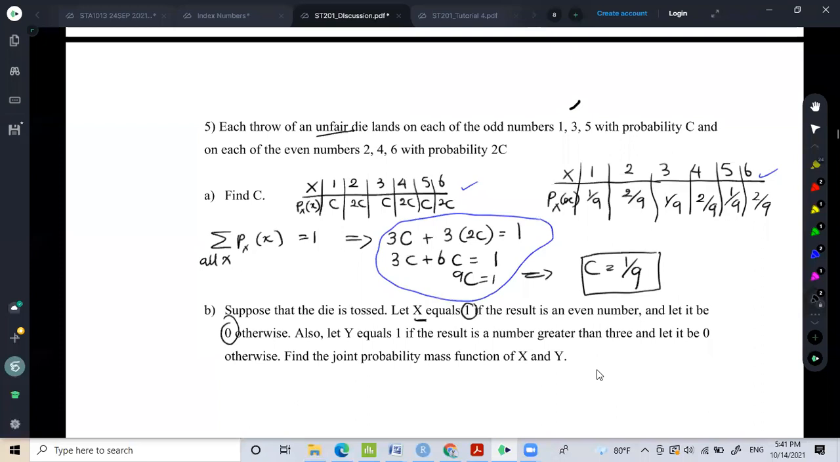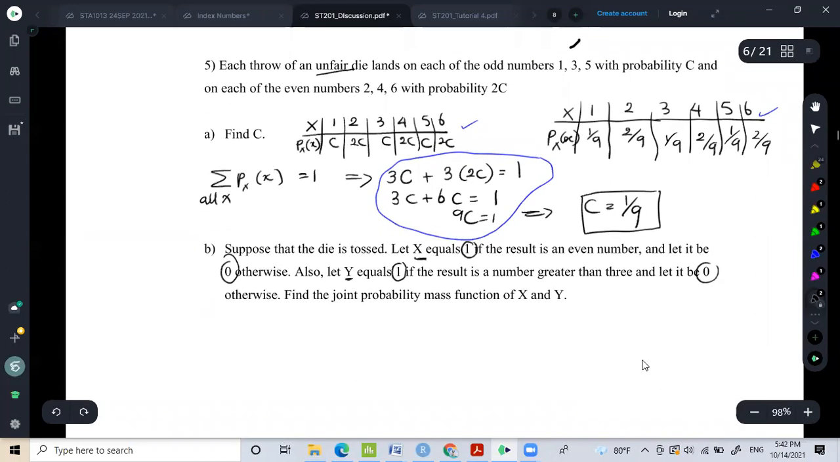Then you have another random variable y. Again, it can contain only 2 values, either 1 or 0. So y will be 1 when? If the number is greater than 3. Greater than 3, not equal, okay? Just greater than 3, and let it be 0 otherwise. So you have two random variables, x and y. They are clearly defined, and their possible values and the meanings of these values are nicely given.